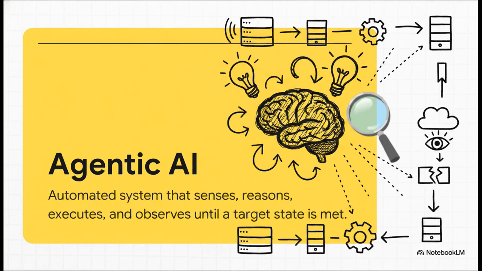Well, here's the definition we're working with from our source. Agentic AI is an automated system capable of receiving a target state, sensing its surroundings using telemetry and APIs, reasoning about the actions it should take, executing them, and then observing the outcome. And I really want to emphasize the word reasoning here. This isn't just a dumb script blindly following an if-then command. It's a reasoning entity making contextual decisions based on its environment.